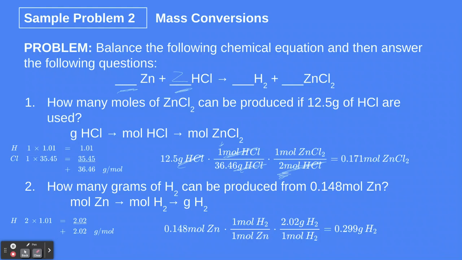The next one here, we're starting with moles of zinc, trying to get to grams of hydrogen. So we start here with moles of zinc, get us out of zinc into hydrogen. Then we can get us out of moles of hydrogen and into grams of hydrogen. And so we take 0.148, and in this case times it by 2.02, and we get 0.299.